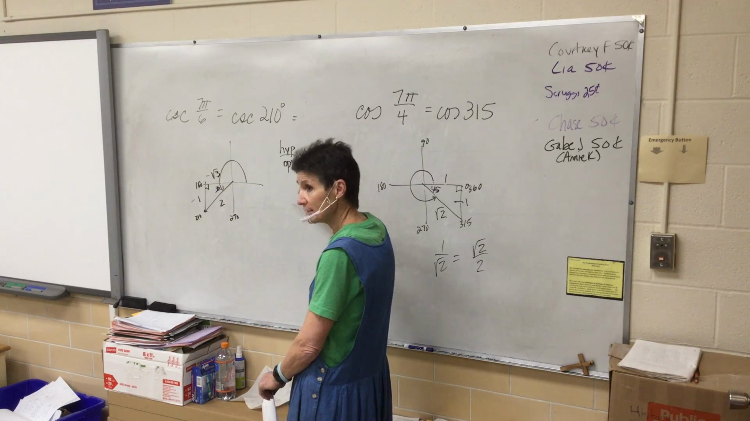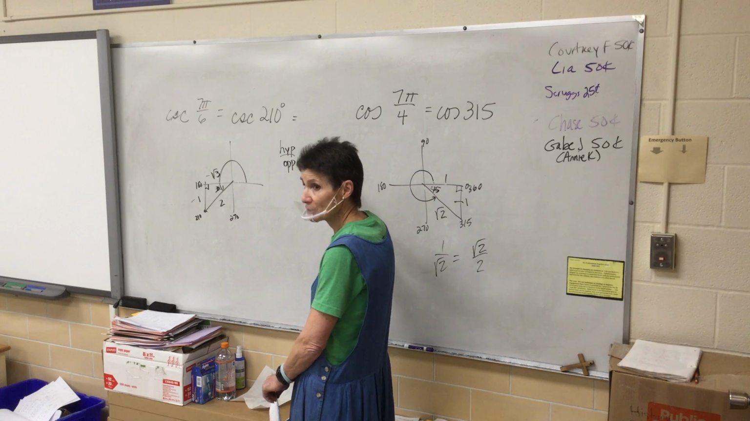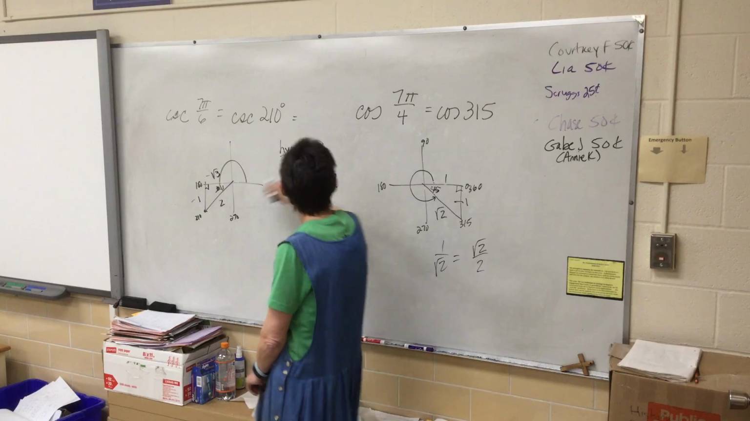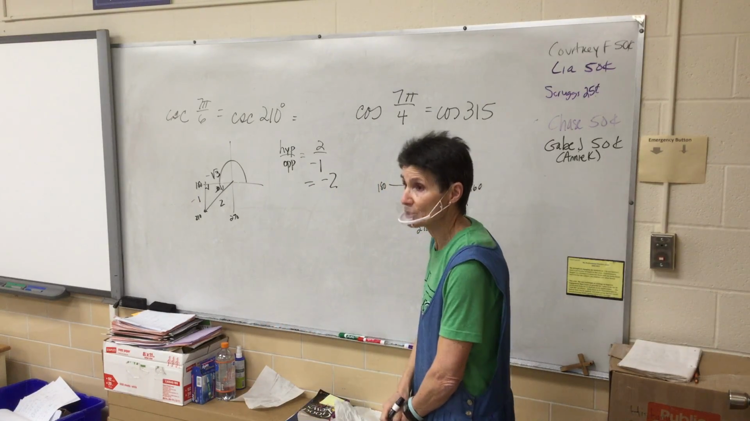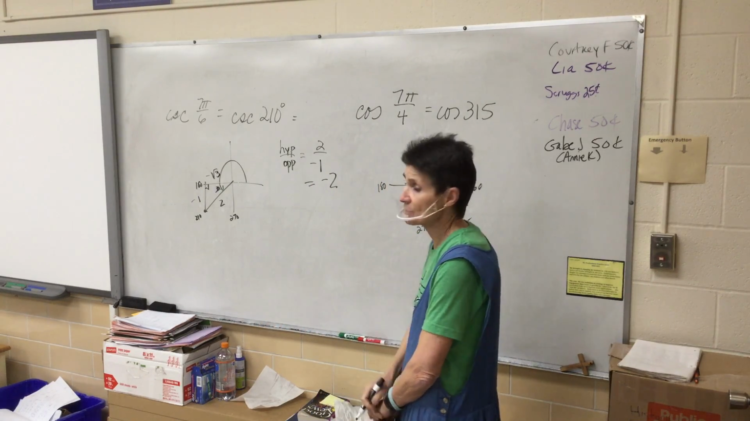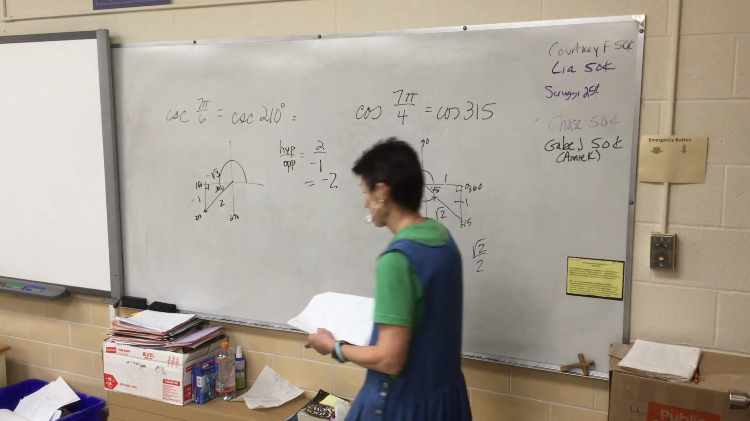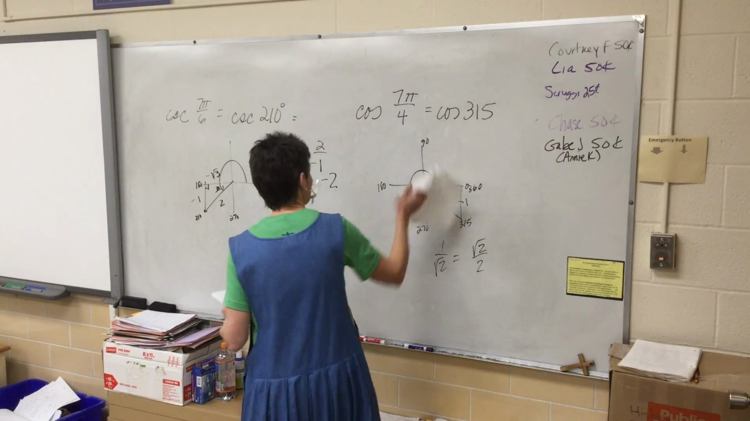There's my fraction. The answer is always going to be a fraction for problems that say find the cosecant or find the cosine. Those are fractions. So the answer is negative 2. Alrighty?